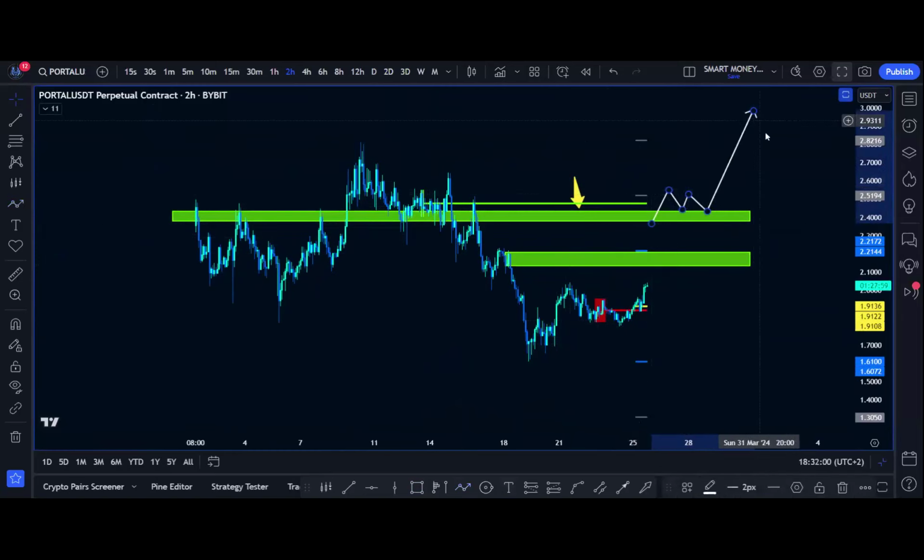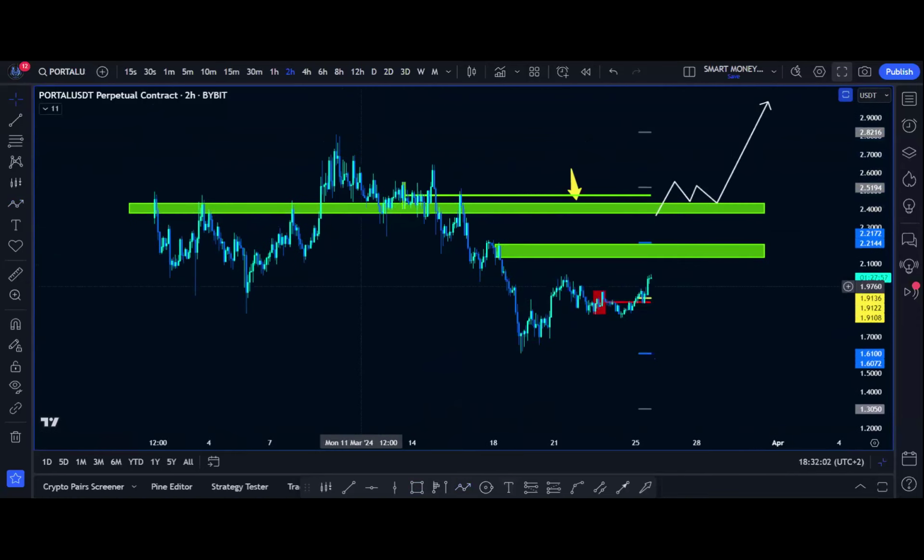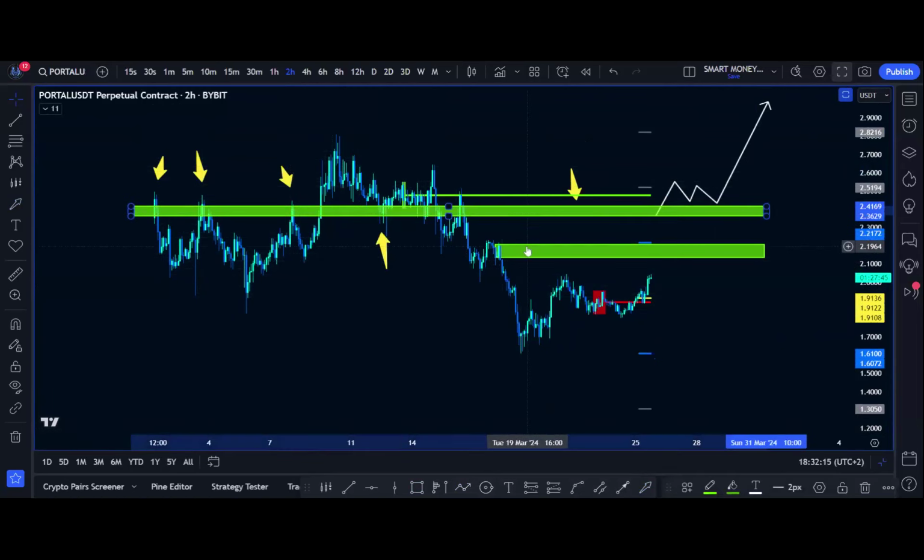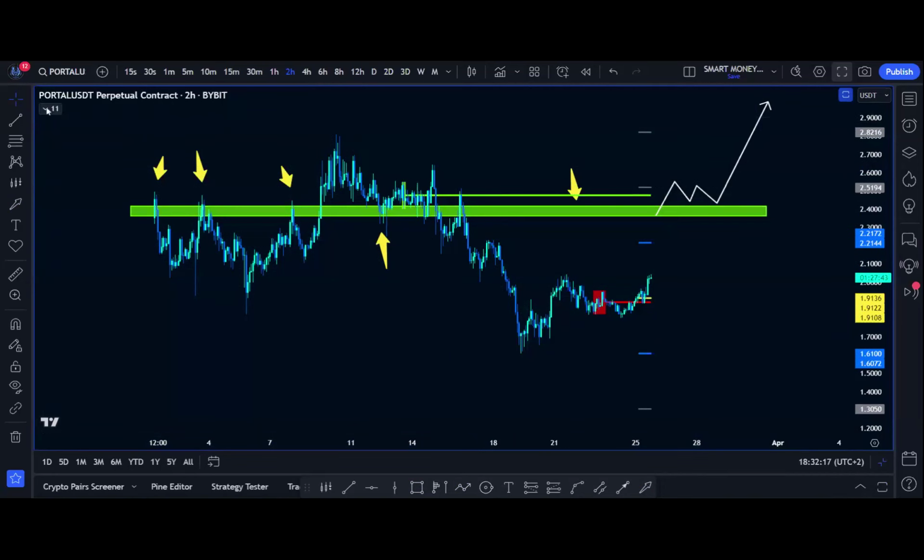But if it breaks above this level here, if it gets on top of here, this thing is probably going to fly, because if you look at the previous price data, you can see that, look here, this is a resistance point, that's a resistance point, that's a resistance point, and then all of a sudden it becomes a support point over here. So this is a very key level over here. If we're just looking at price action, this is a very, very key level.